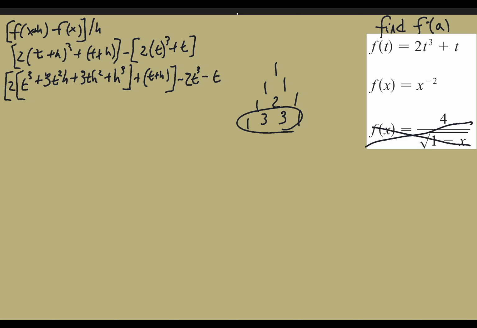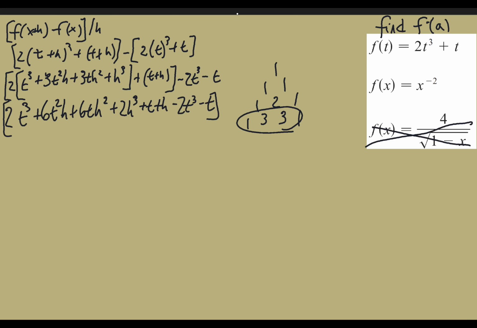What can we spread out here? Should we write it out? 2t cubed plus 6t squared h plus 6th squared plus 2h cubed plus t plus h minus 2t cubed minus t. This whole thing is still going to be divided by h. We'll get to that part.